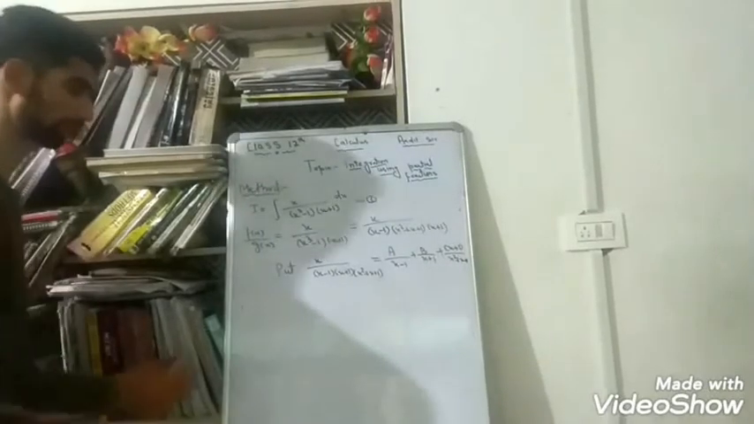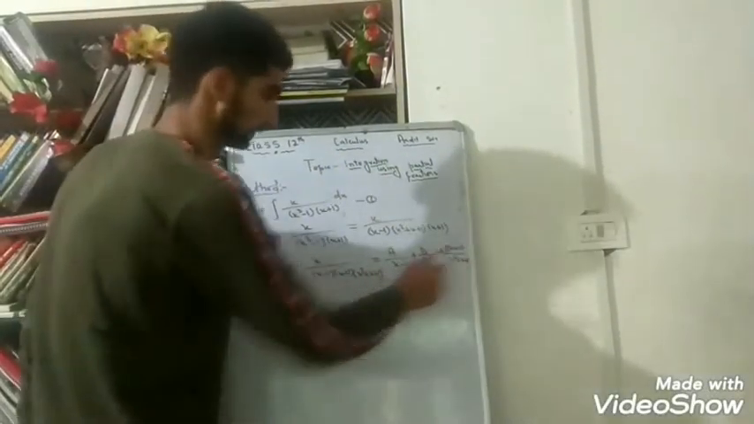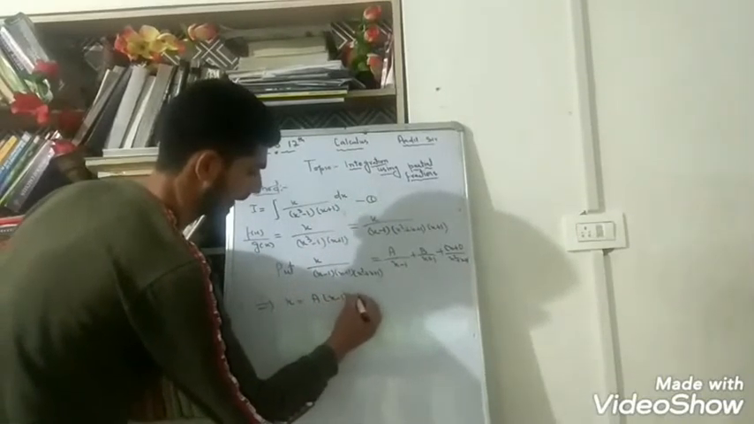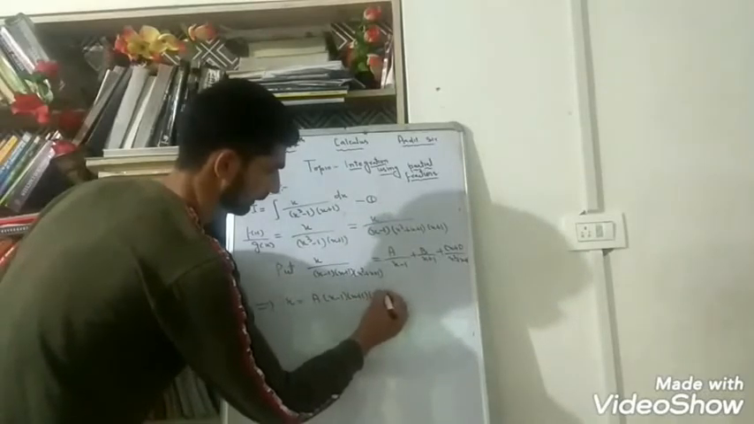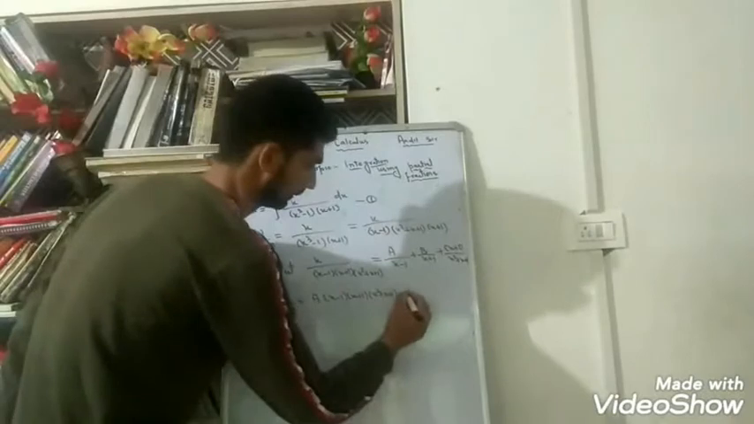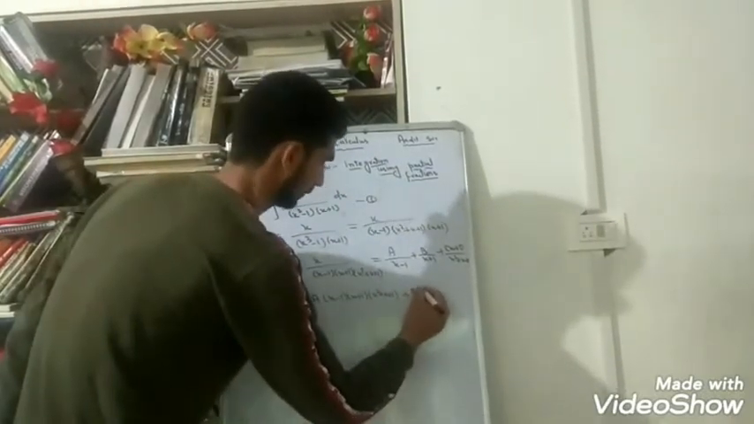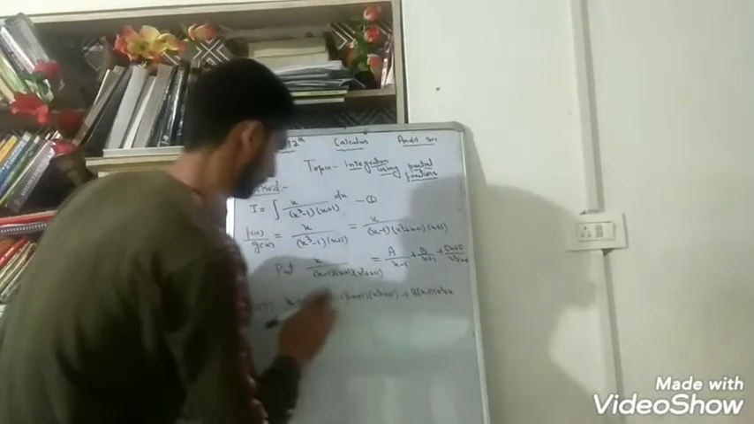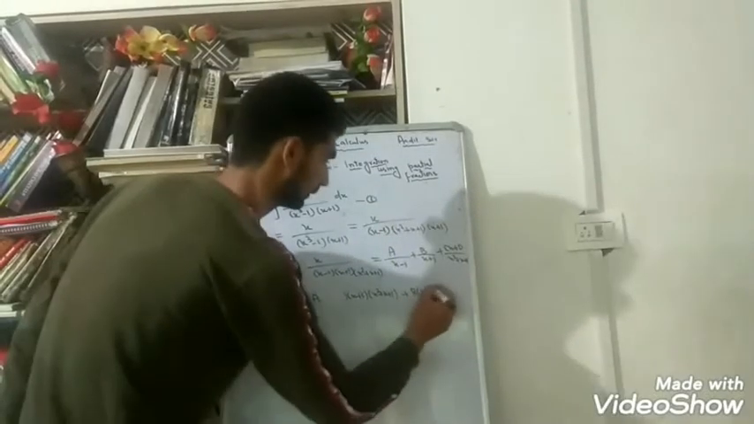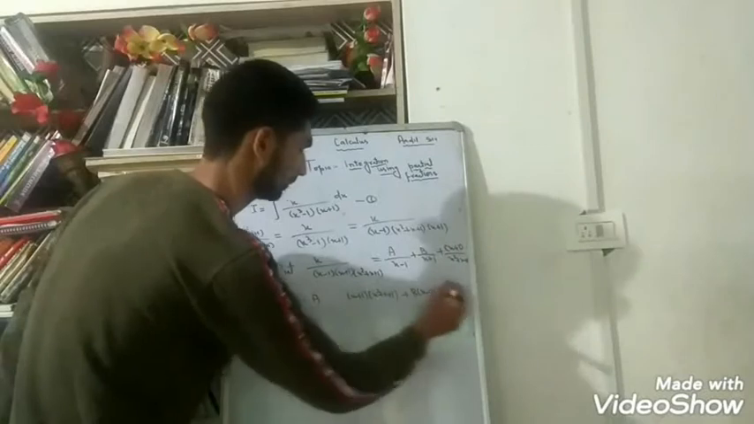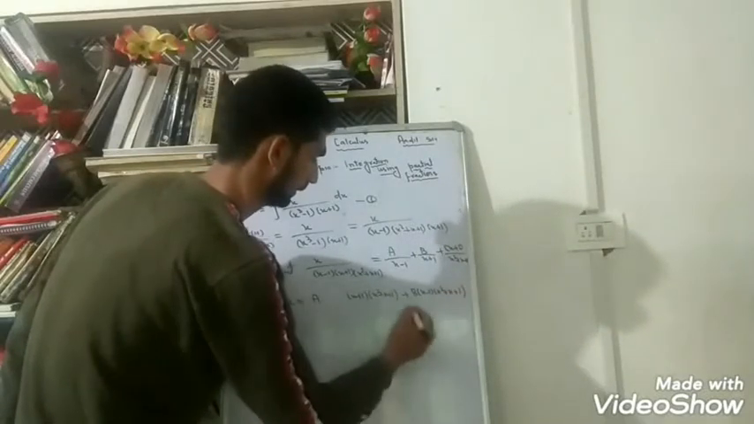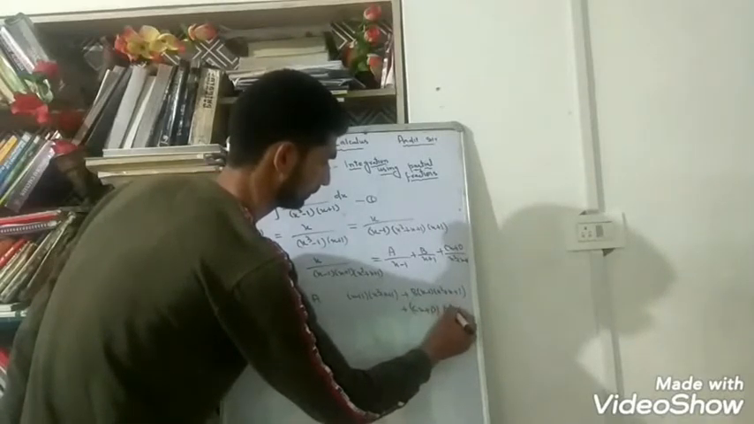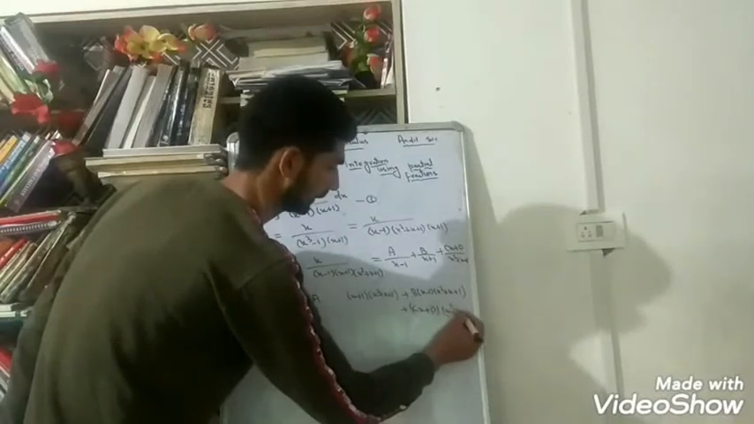Now we multiply both sides by the denominator, and we get x is equal to a into x minus 1, x plus 1, x square plus x plus 1, and then b into x minus 1 into x square plus x plus 1, and then lastly we get cx plus d into x minus 1, x plus 1.